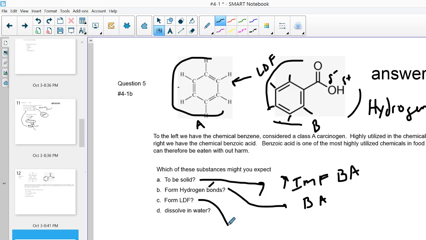Now, again, be very careful. Just because the benzoic acid can hydrogen bond doesn't mean it can't form London dispersion forces as well. So this is going to be both. Dissolved in water, only one of these chemicals is going to be able to hydrogen bond with water, and that's benzoic acid, the one on the right.